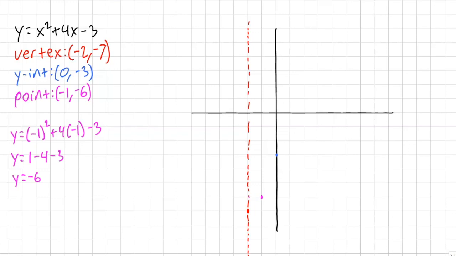So if the pink point's 1 unit on the right, its mirror image will be 1 unit on the left. Same thing with the blue point. The y-intercept, it's 2 units away from the axis of symmetry on the right, so it will be 2 units on the left. So it's a mirror image.